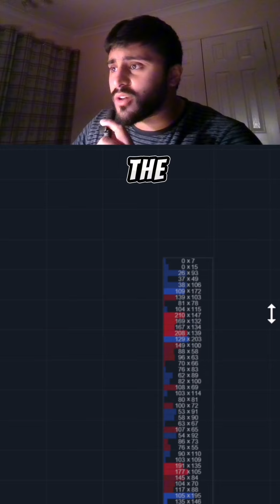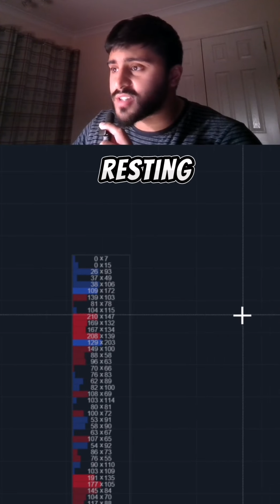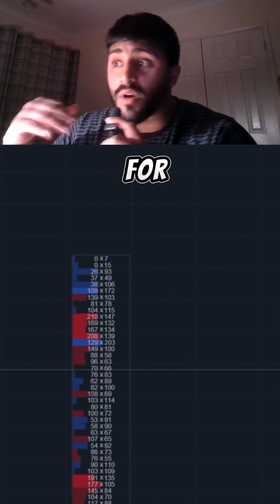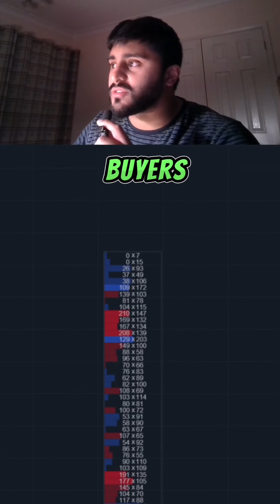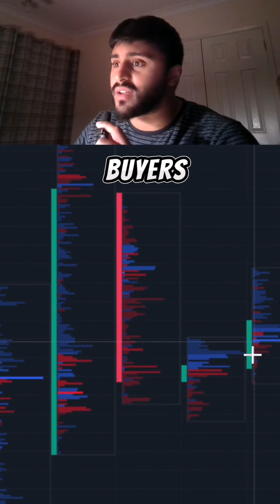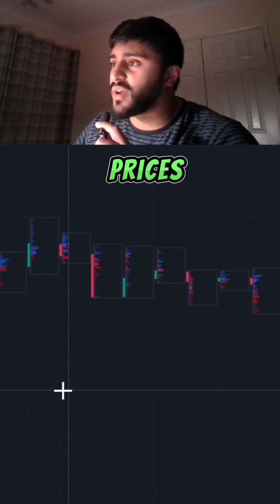So when we look here at the overall price action, we can see a lot of blue delta resting in this area. We see 109 for 172. We see 38 for 106. So we're seeing a lot of aggressive buyers. But the market was unable to sustain the buyers coming higher, and we actually had lower prices because of that.